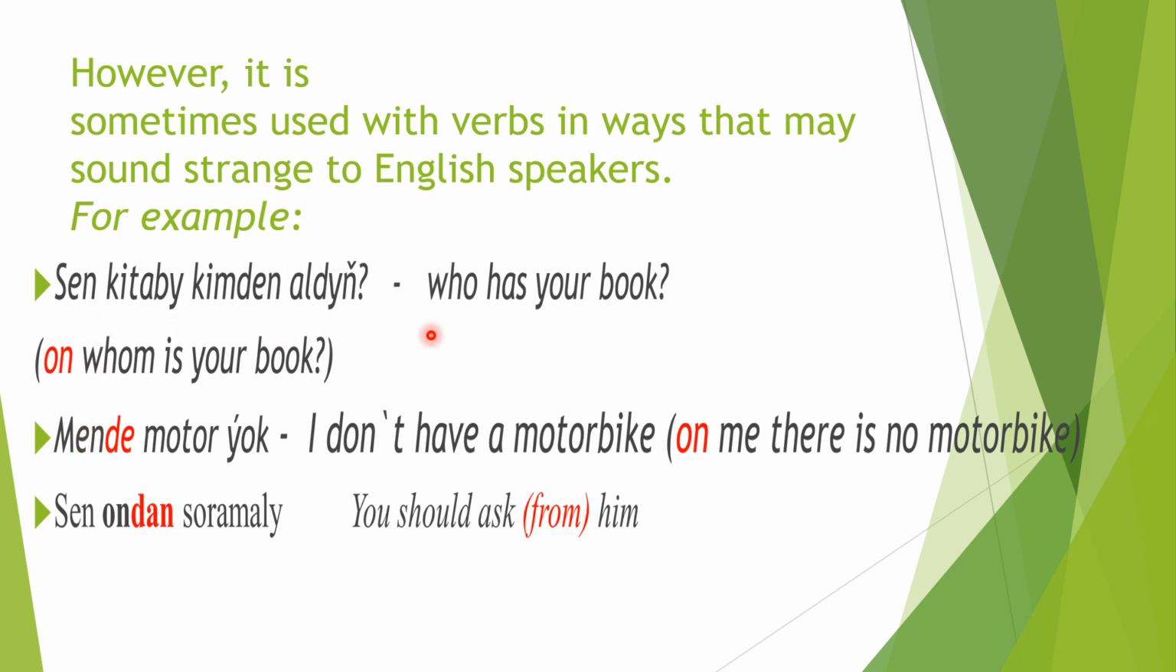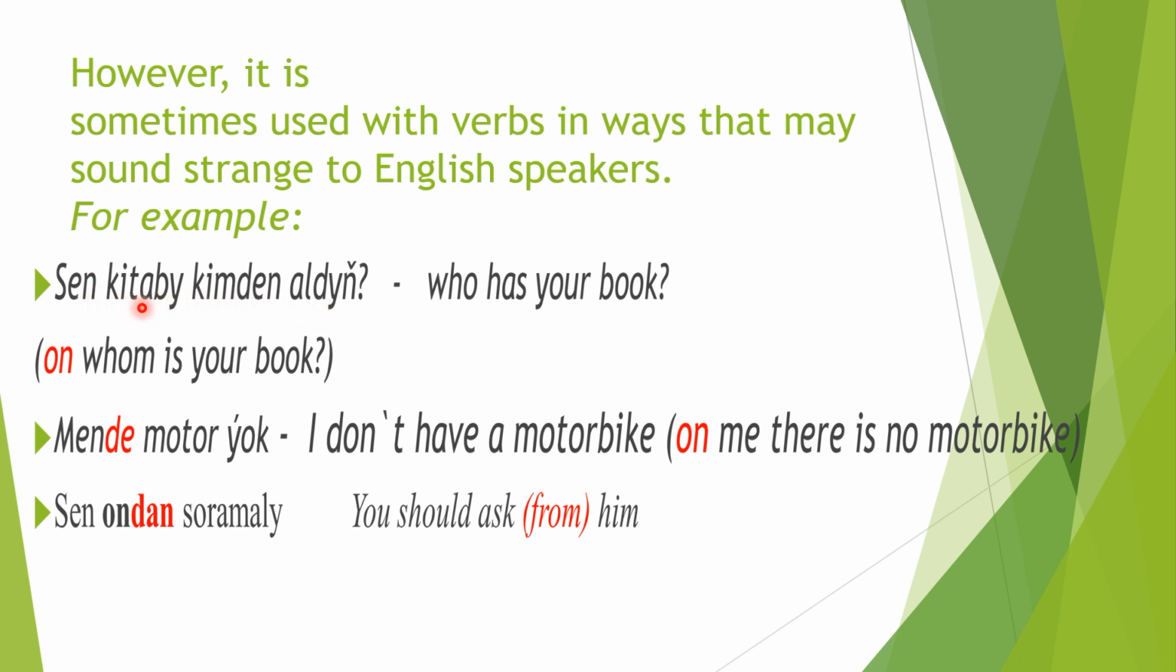These examples, you remember, I wanted to remind you about the de. Here, mende motor yok. I don't have a motorbike. On me, there is no motorbike. Please don't get confused or mix up de with den, because de is on, in, at, but den is from. So sen kitabı kimden aldın? Who did you take your book from?